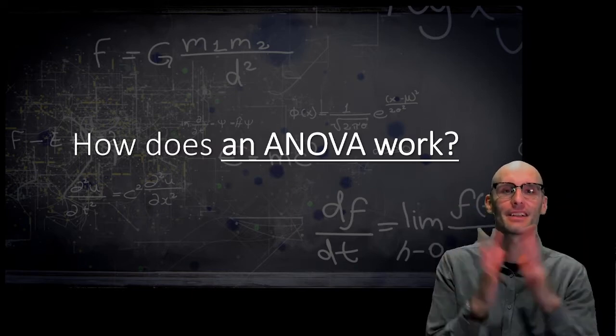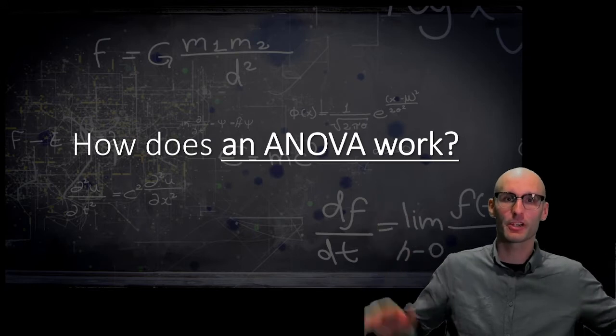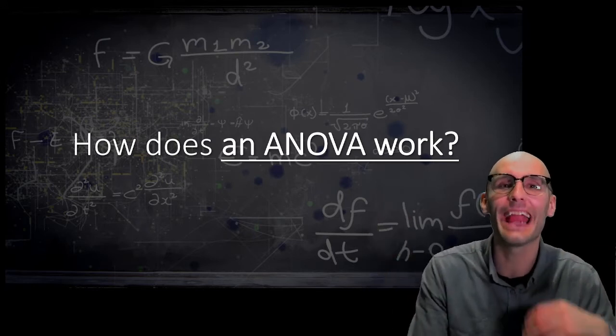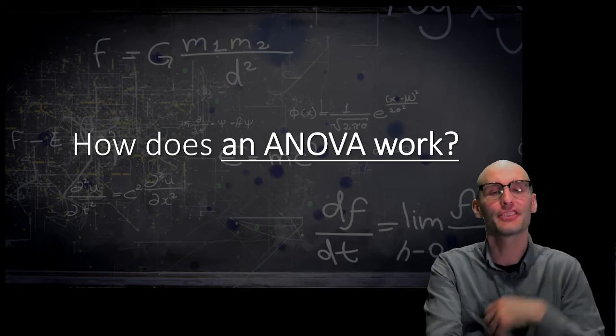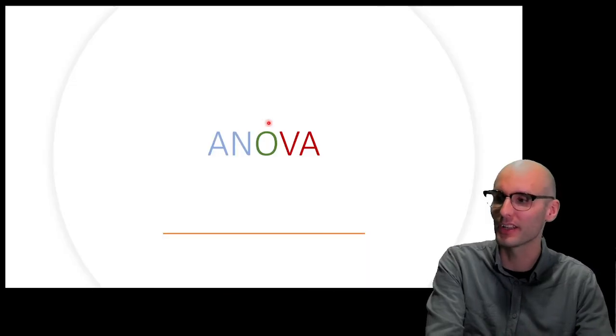Are they statistically significant? Quite often we have 3, 4, 5 groups in our experiments. How the heck do you analyze that? And this is when the ANOVA comes in. And so in this video, I'm going to explain what an ANOVA is and how it works. So let's jump into it.